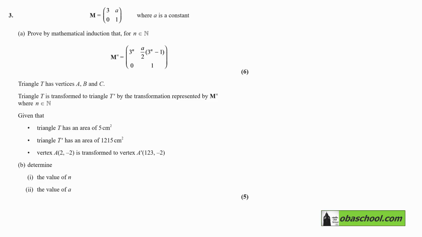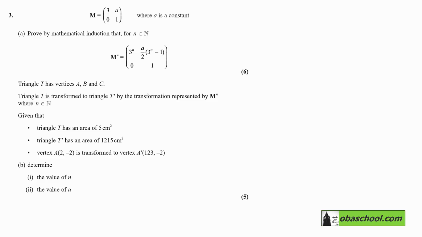We are given the matrix M = [3, A; 0, 1], where A is a constant. We're asked to prove by mathematical induction that for natural numbers n, M to the power n is [3^n, (A/2)(3^n − 1); 0, 1].